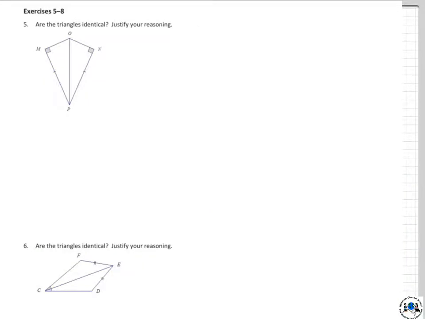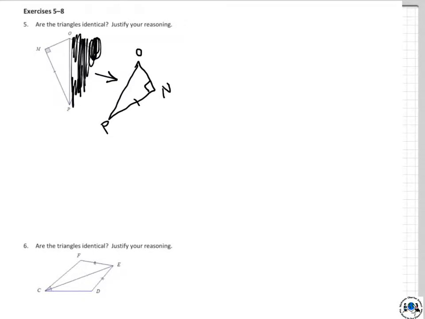Now we have exercises 5 through 8, and I see a couple of kites right here. Go ahead and try those on your own and come back and we'll do them together. So these kites, like some of the attached triangles before, need to be pulled apart. I don't need to, but it makes it a little bit easier for me and hopefully for some of you as well.